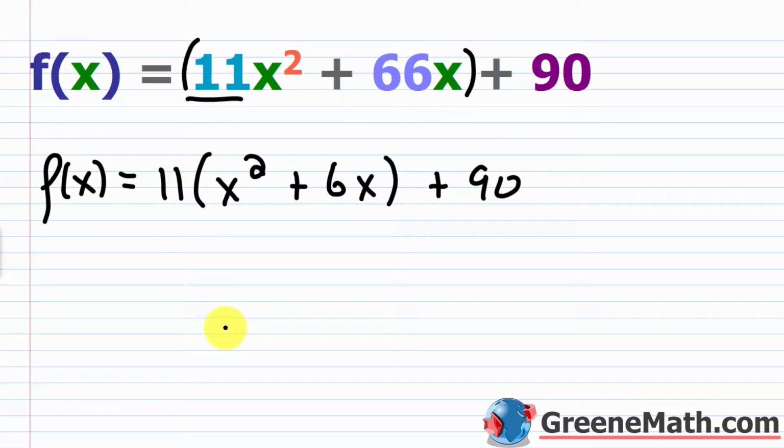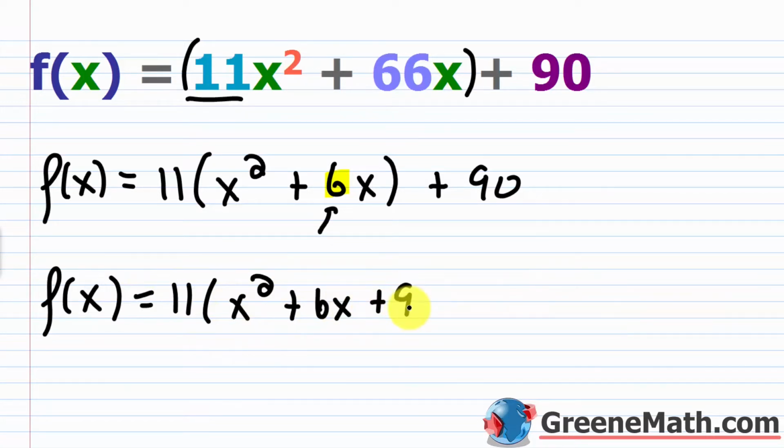All right, so let's go ahead and say this guy right here, I want to cut that in half, okay? Again, you're looking at the variable raised to the first power. Look at the coefficient, cut it in half and square it. So 6 divided by 2, or 6 times a half, is 3, and then 3 squared is 9. So what I'm going to do is add 9 inside of the parentheses.